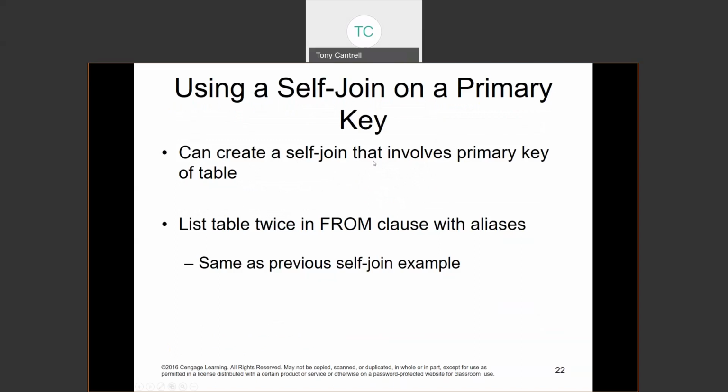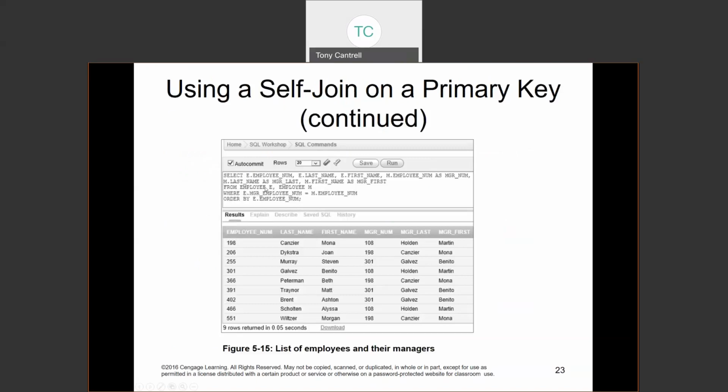You can create a self join that divides the primary key of a table. This uses the table twice in the from clause with an alias. It's talking like this. This is about manager. From employee to employee, where E manager num equals M employee num, and that's to get the employee name and their manager name. And notice I gave aliases over here. A column head as manager num. If you don't, it would just put employee num twice. So you need to, looks better that way, right?